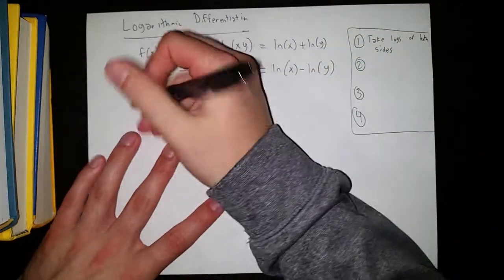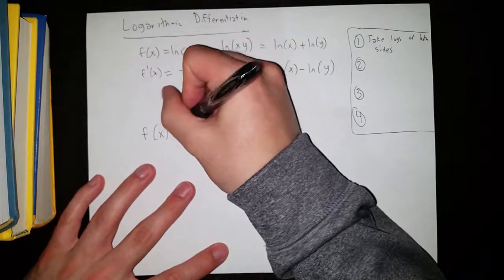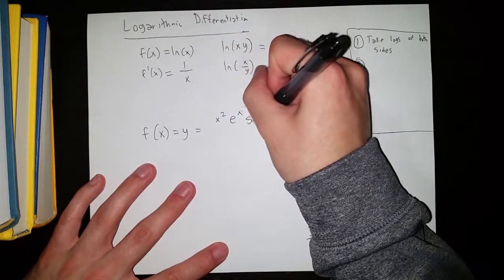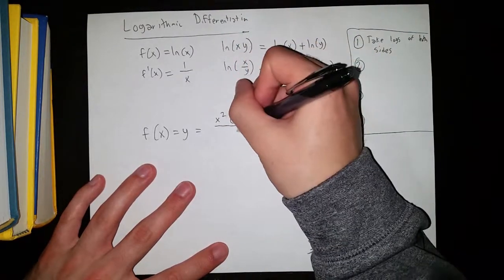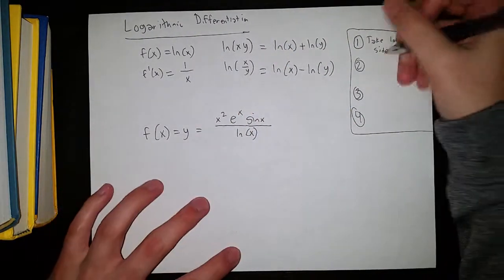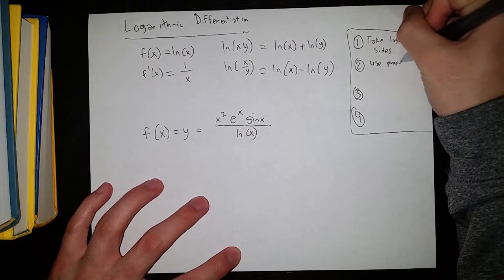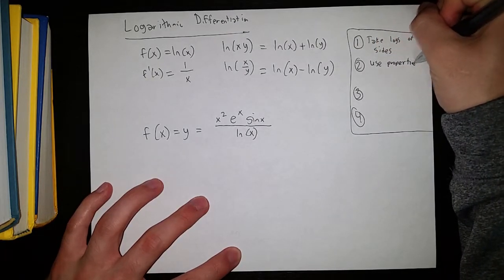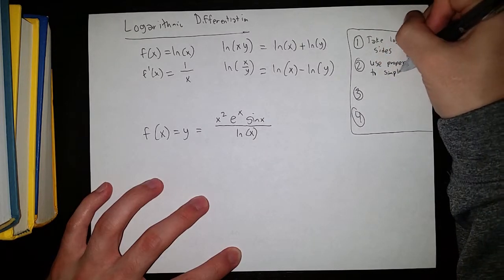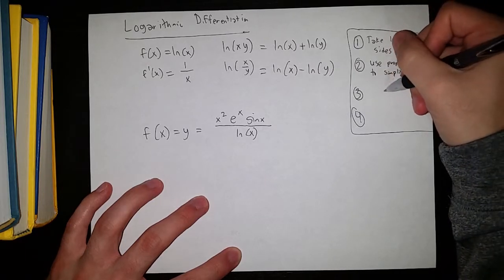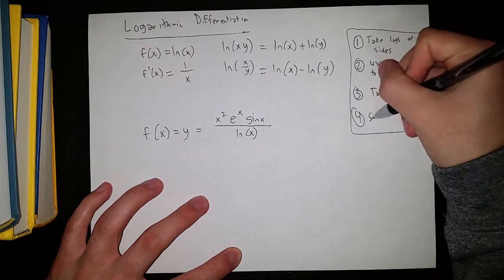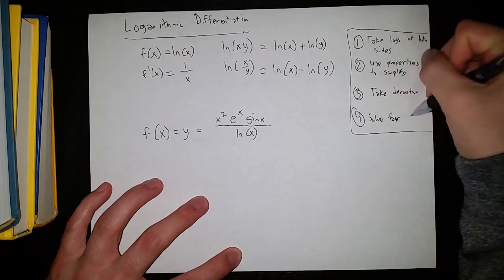Alright, so let's get an equation in front of us. f of x equals y equals 2x squared e to the x sine x over natural log of x. So we're going to take logs of both sides of the equation, and we're going to use the properties to simplify the problem. Then we're going to take the derivative, and we're going to solve for y prime.